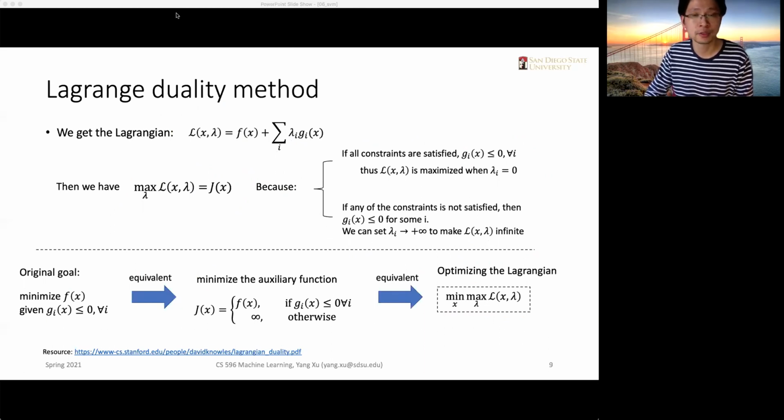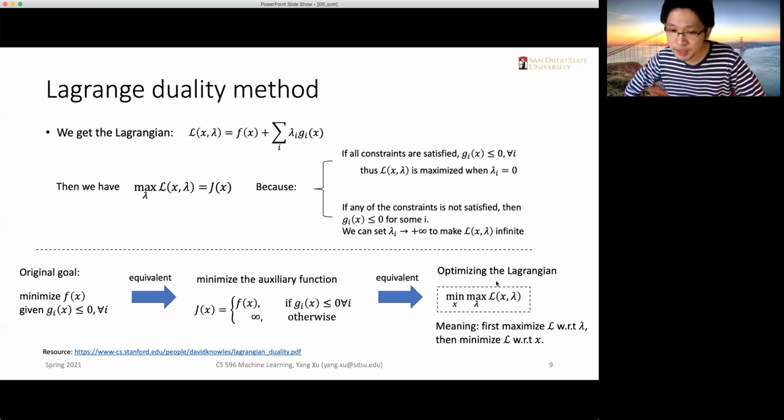But all we need to use when we later define a support vector machine problem is that the target function that we want to minimize in an SVM problem will eventually be optimized using this minimize and maximize problem. So that means we will first maximize the Lagrangian with respect to lambda. That will give us some results, and on top of that, we will minimize the Lagrangian with respect to x. It's in two different directions.